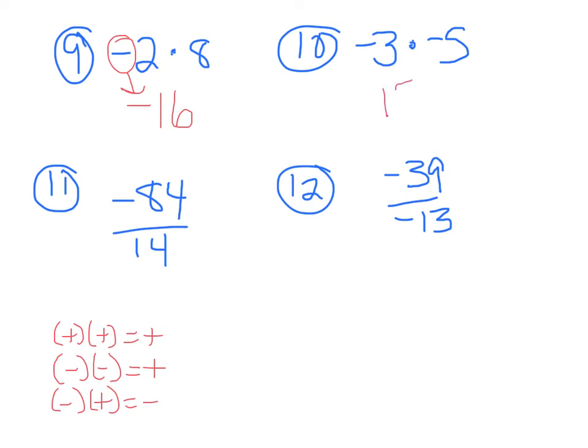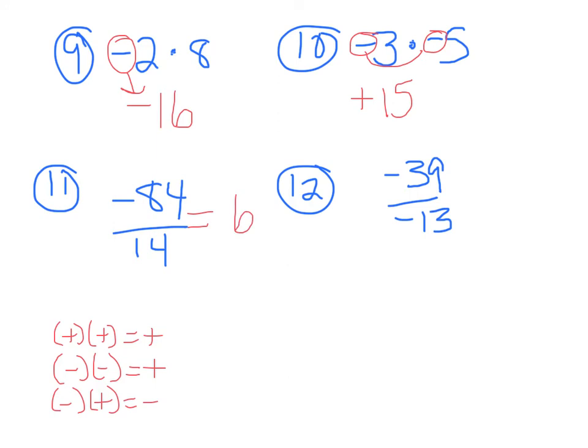Number 10, negative 3 times negative 5. Okay, 3 times 5 is 15. Now, we have a negative times a negative, so my answer is going to be a positive. This negative partnered up with this one, so we don't need another negative. Okay. Number 11, negative 84 divided by 14 is 6.